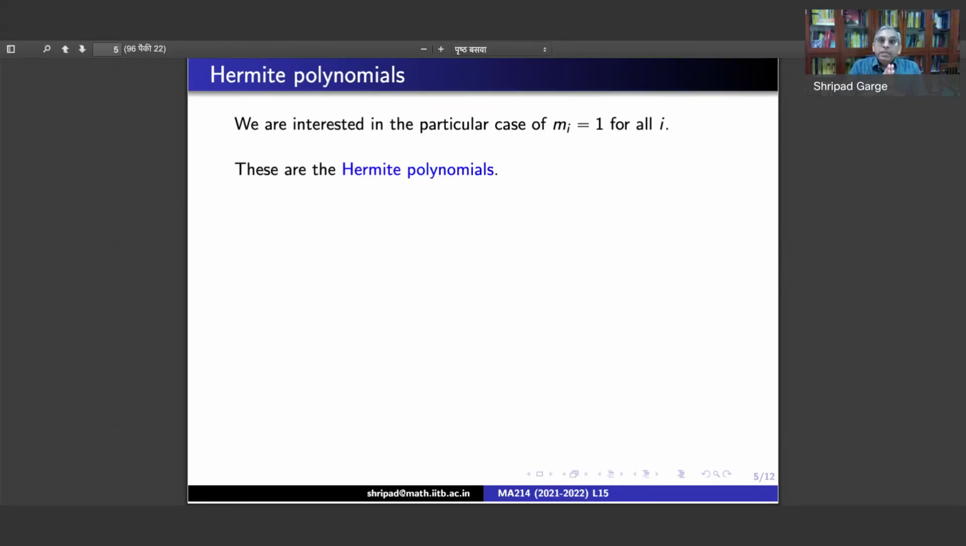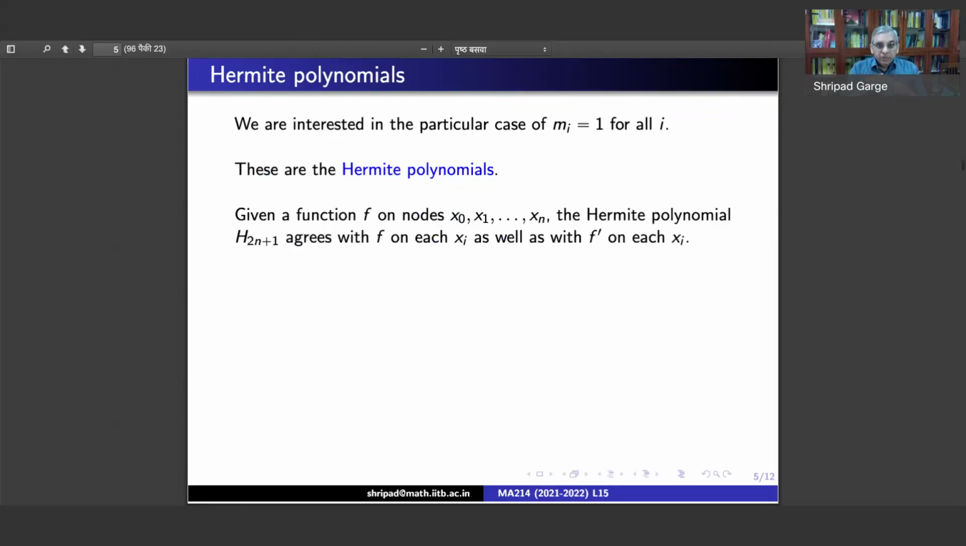Now, in fact, the process given by Hermite can be generalized, and often the oscillating polynomials in general are called Hermite polynomials. But for us, Hermite polynomials are the ones where mi is equal to 1 for all i. We are not going to study the higher cases of mi. So we will not go into the general theory of oscillating polynomials. These are the Hermite polynomials for us.